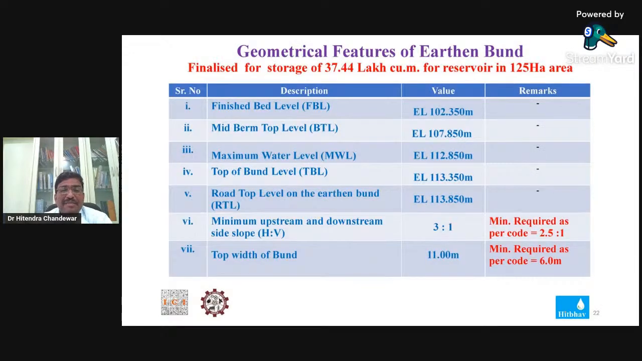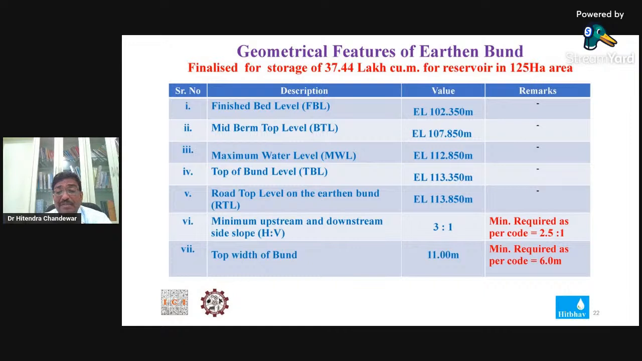So these are the parameters. Finished bed level was like 102, from mean sea level. Then mid berm level is 107.85. Maximum water level was 112.85, and then road top level was 113.85. Minimum upstream slope and downstream slope, the workout is 3:1. As per the code, the minimum required slope was 2.5:1.